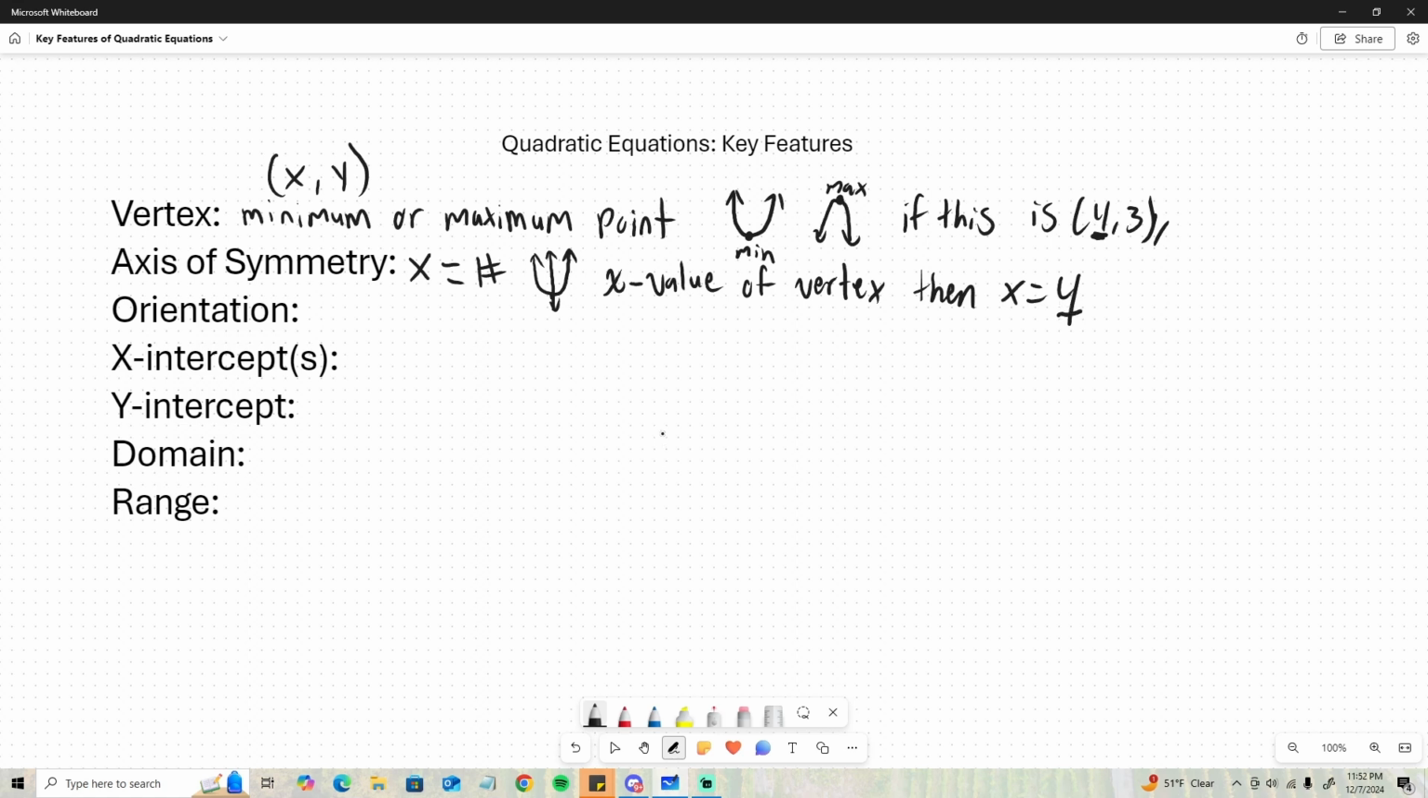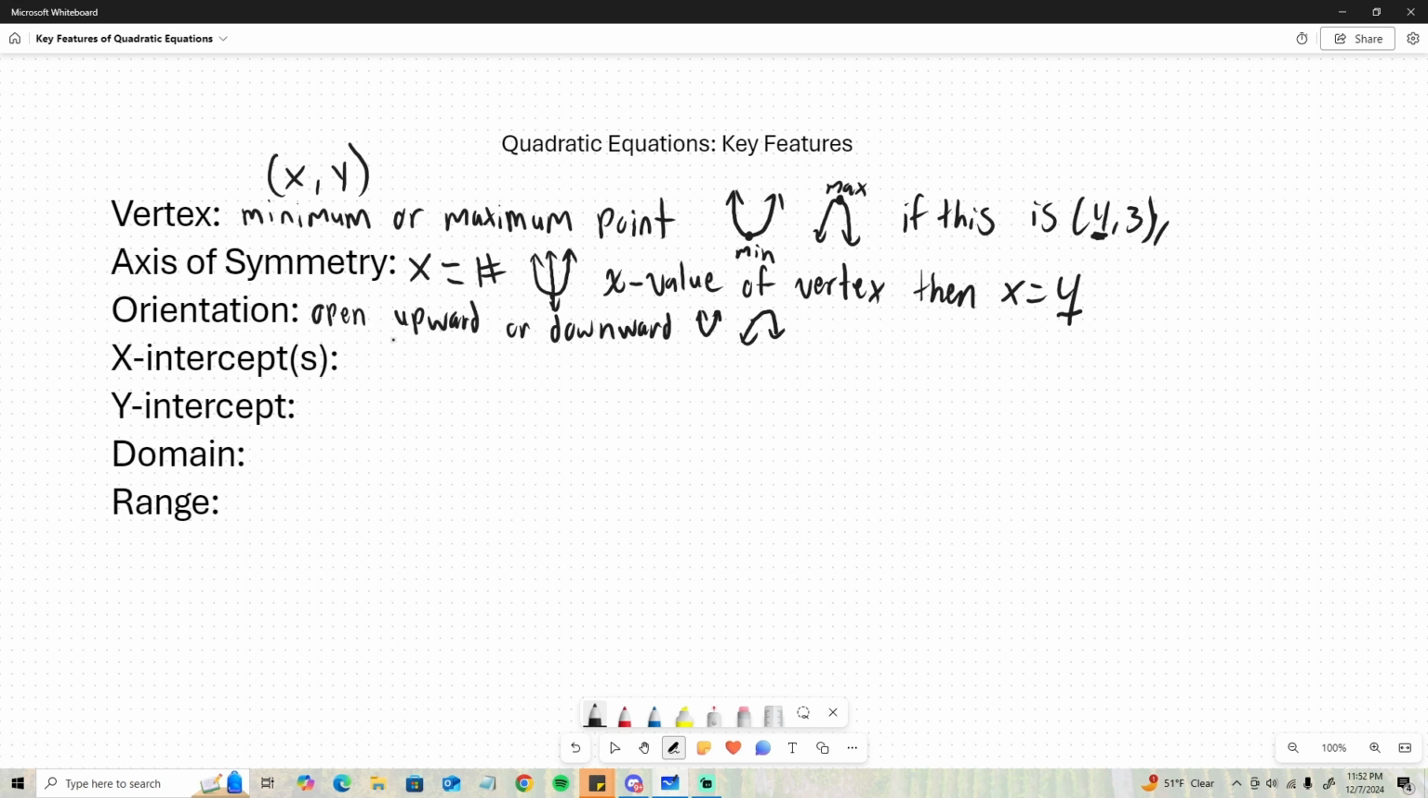When we look at orientation, this is just how does the graph open? So the graph will either open upward or downward. In the examples I gave, this would be upward and this would be downward. This one is pretty intuitive. It's just the way the graph is facing. Is it opening up? Is it going down? Is it a happy U or is it a sad U?